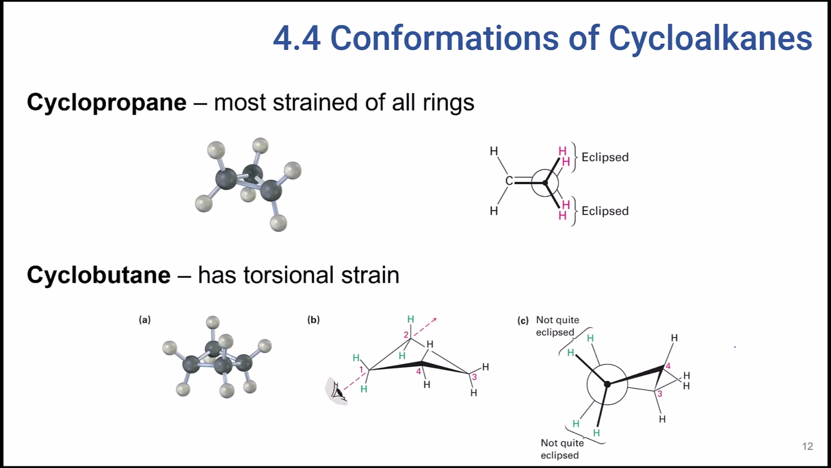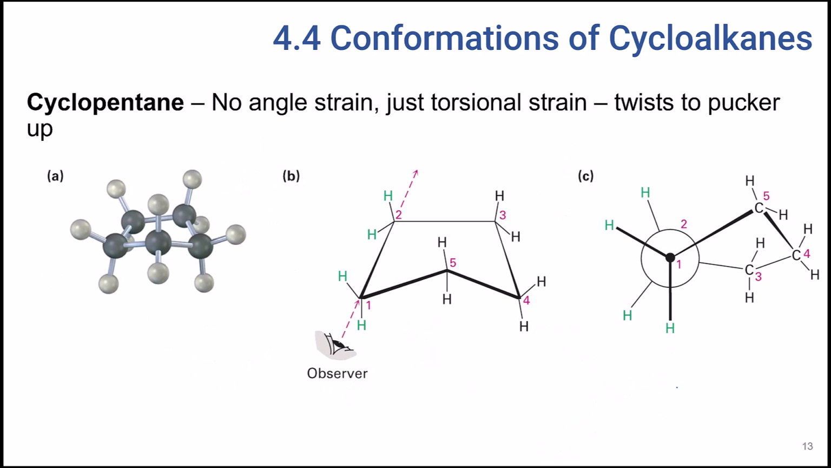In cyclobutane, we have torsional strain, which has some bond angle strain, and things are not quite eclipsed, but they're also not staggered. In cyclopentane, there's no angle strain, just torsional strain. So this can twist and pucker up to form an envelope shape. Kind of hard to see there, but the Newman projection shows that it's not eclipsed, but it's not exactly staggered, so it puckers to get into a position where it can get away from each other as far as possible.